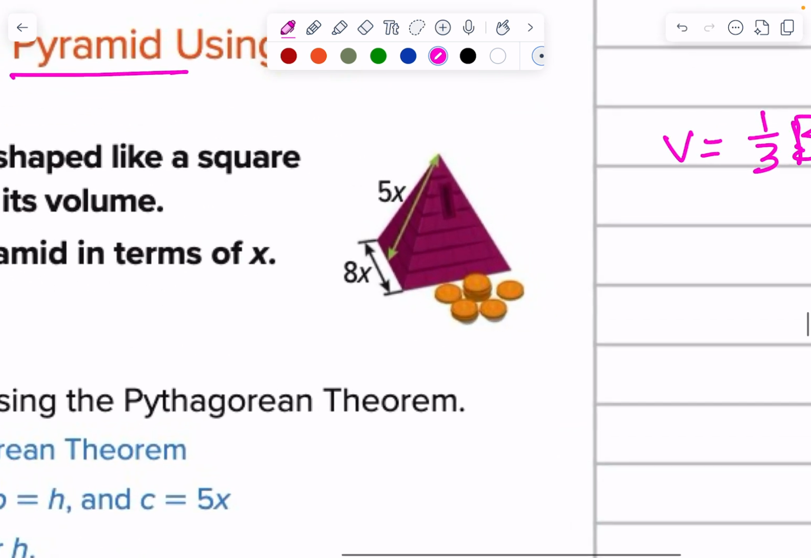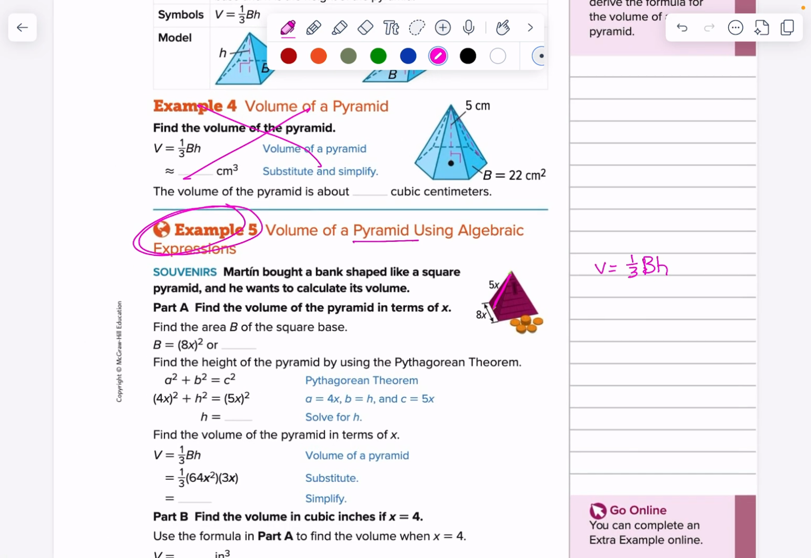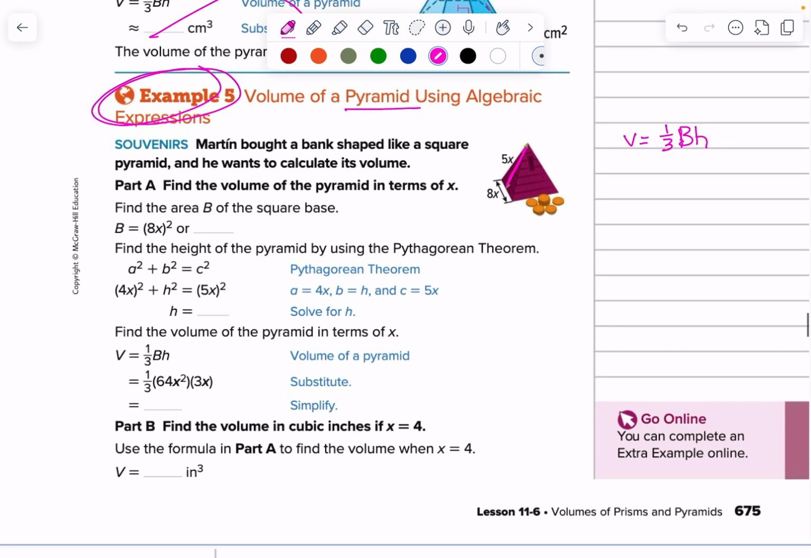Yeah, because our height is not 5x. Our slant height is 5x. That's not good. That's not what we want. Shoot. Oh no, that's going to be fine. That's going to be all right.